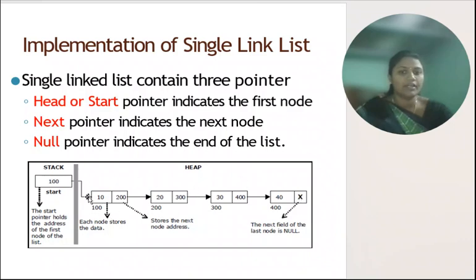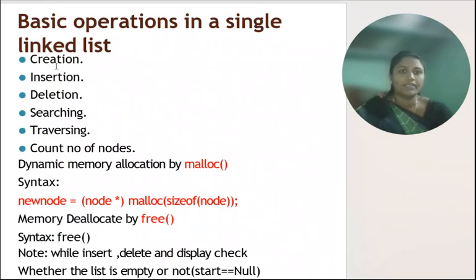Additionally, we have one pointer, that is the header start pointer, which points to the first node. Here the first node is 100, so in the start pointer we have the address as 100. The basic operations in singly linked list are creation, insertion, deletion, searching, traversing, and counting the number of nodes.